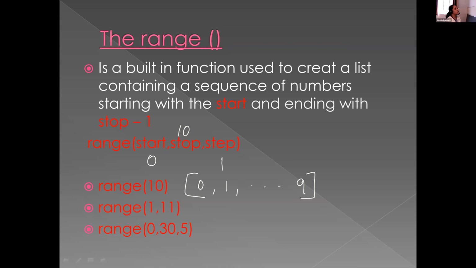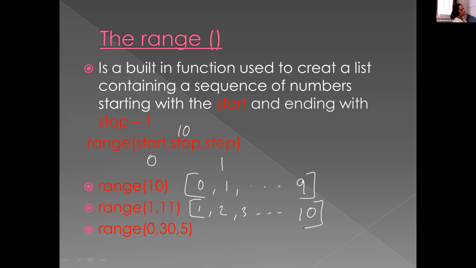Range 1, 11. What is range 1, 11? 1 is the start value. What is 11? Stop value. And then what is the result? 1 to 10. The last value is stop value minus 1. So 1, 2, 3 to 10.